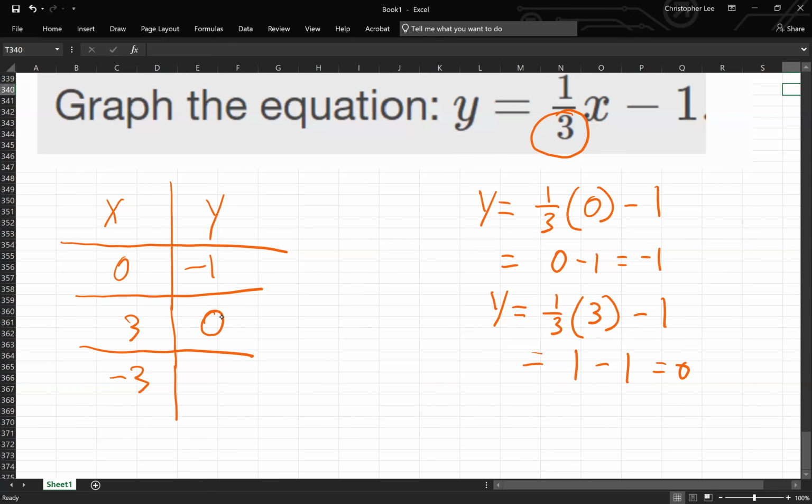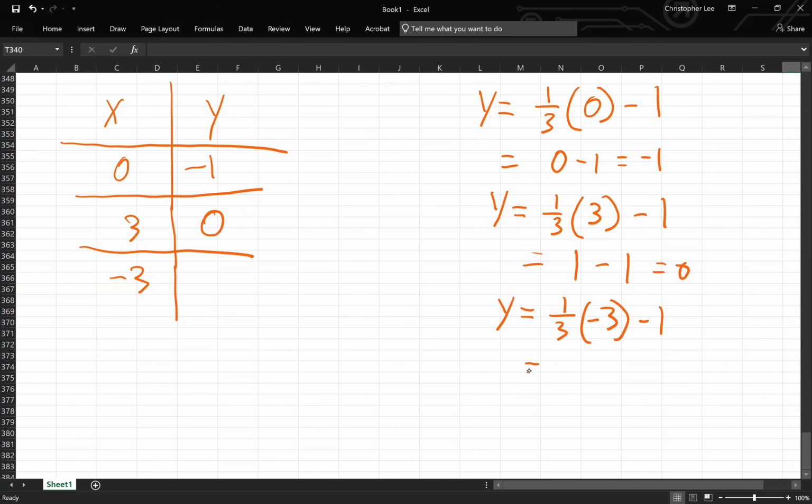Does that make sense? And now for the last one, I'm going to have y equal to 1/3, but this time I'm going to have -3 minus 1. So now 1/3 times -3 is -1, and -1 minus 1 is -2. And that's it. All right, go ahead.